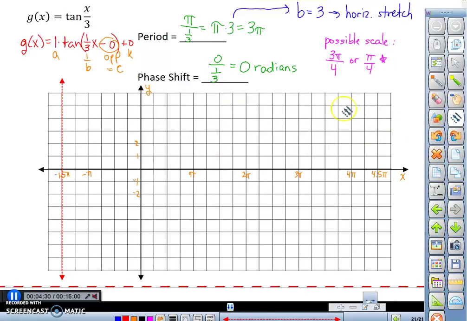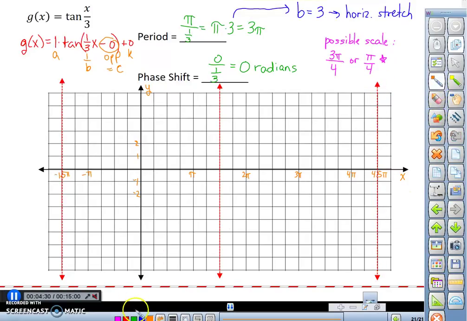Now I have to graph 2 cycles, which means that I'm going to need, this would be the first asymptote in the next cycle. I need the second asymptote, the ending asymptote in the second cycle. So I've got 2, 4, 6, and another 6. I've got 12 squares. So there should be 12 squares to the next asymptote. 2, 4, 6, 8, 10, 12. So that asymptote is going to be right here at 4.5 pi.